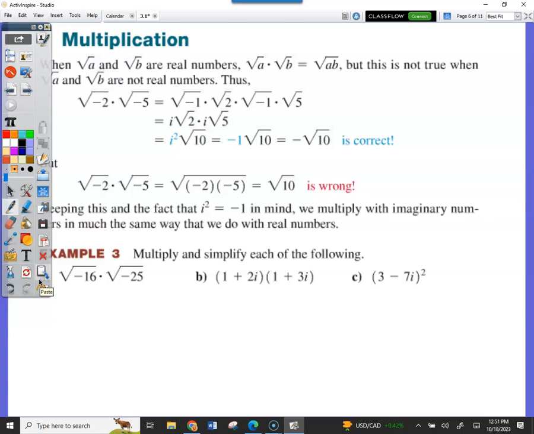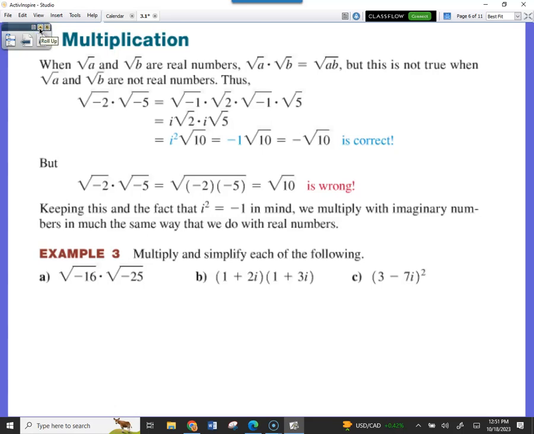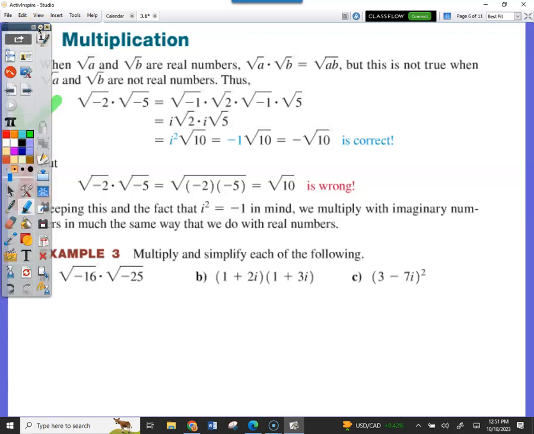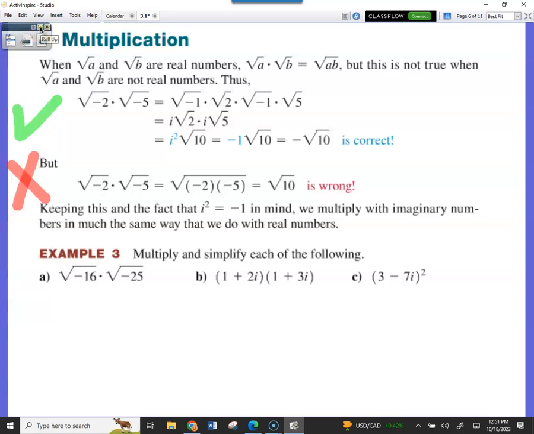I need to lay something out for you. You're not responsible for writing all this down. I need to explain it to you. So what's the purpose of what's up here at the top? To show us what's right. It's to show you the two techniques that people tend to use in solving or simplifying radical expressions with complex numbers.